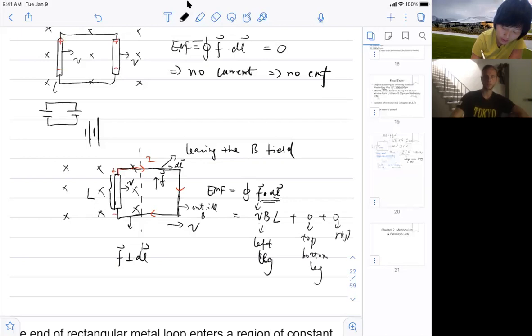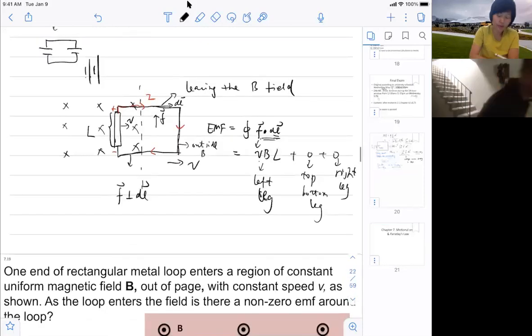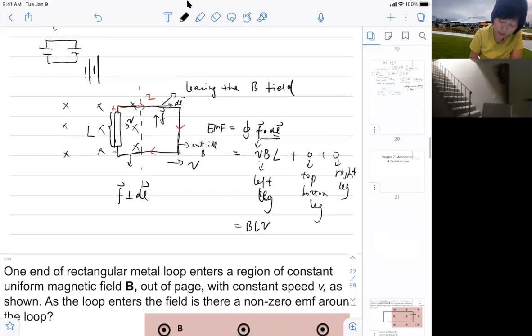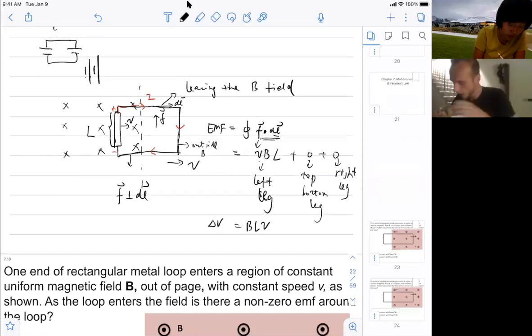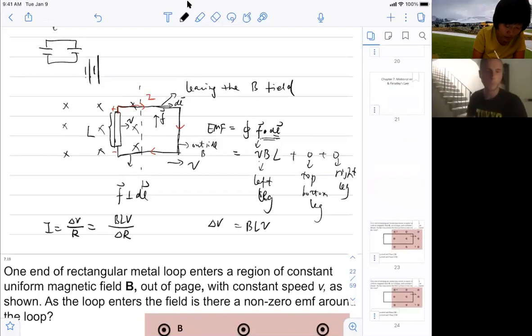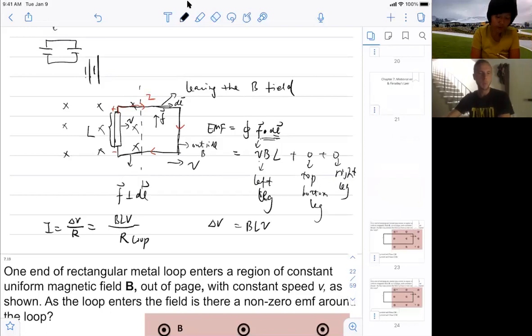Right leg is also 0. Right leg. So EMF is B times L times V. Further, we can calculate the current produced in this. If we want to know the current, this is the delta V, then current will be delta V over the resistance of the entire circuit. So you just need BLV divided by the resistance of the loop, and you can get the current. Okay, so that's motional EMF.